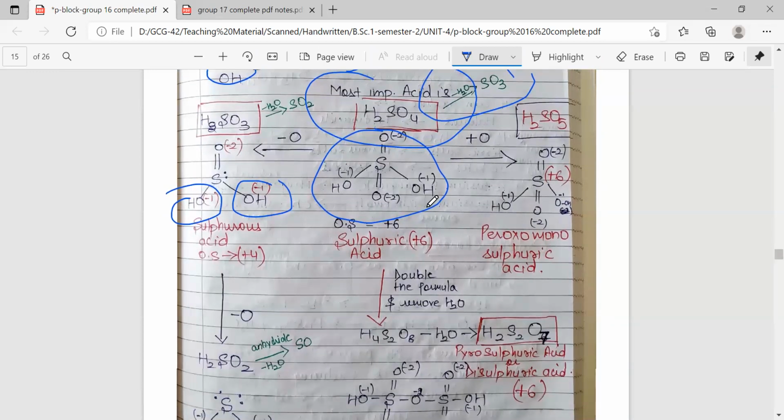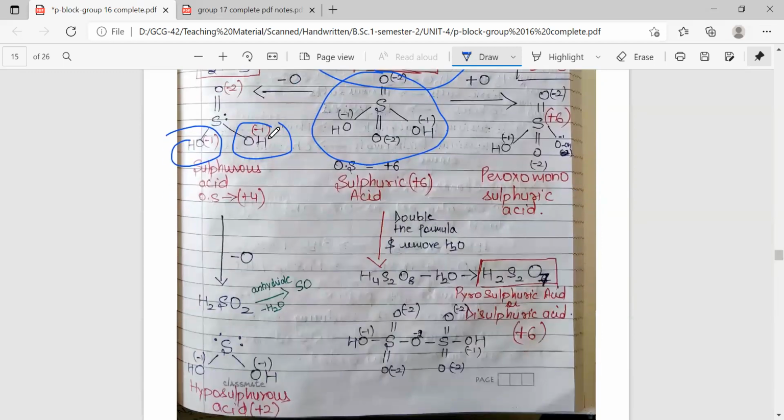Now, if we add one oxygen, we'll have peroxosulfuric acid. The peroxide linkage will be adjusted to one of the OH groups. Here we are adding one oxygen in between the sulfur and the OH group. So that will become peroxomonosulfuric acid. So these are the 3 acids.